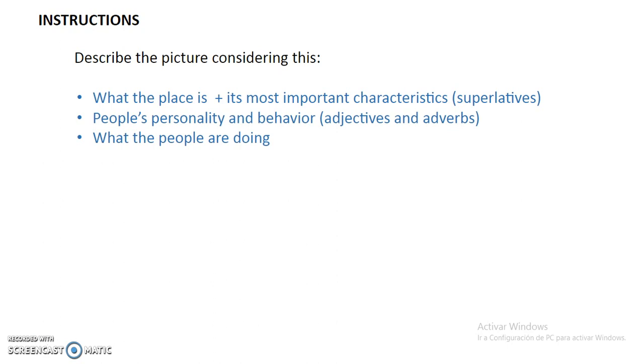You're going to be given the instructions. You have to describe the picture considering what the place is and its most important characteristics or features. Here you have to use superlatives. You have to consider people's personality and behavior. You can speculate or you can invent, and here you are using adjectives and adverbs, which we saw in Unit 1. And you have to say what the people are doing. So here you have to focus on actions.